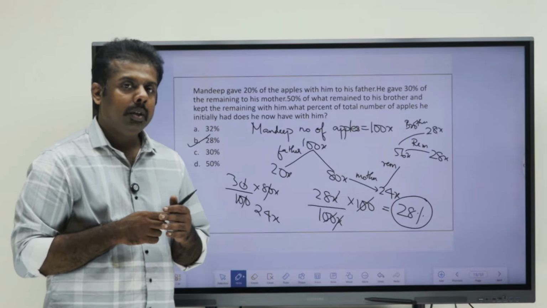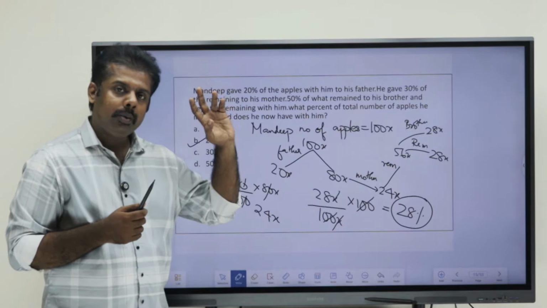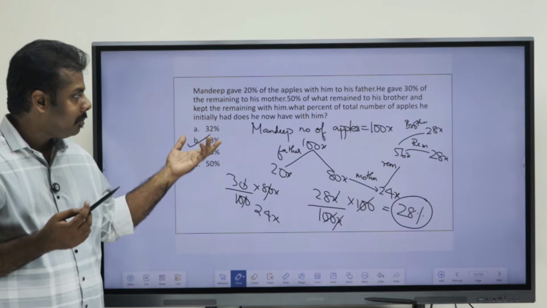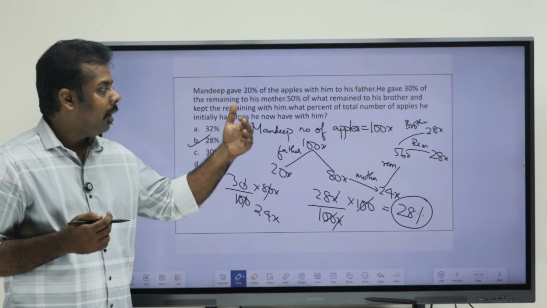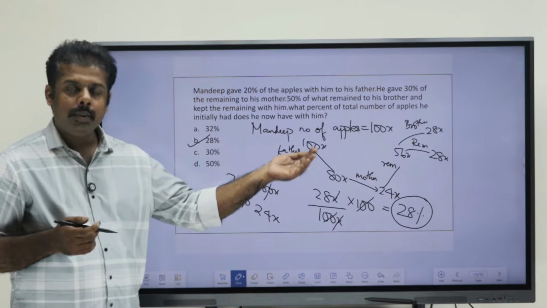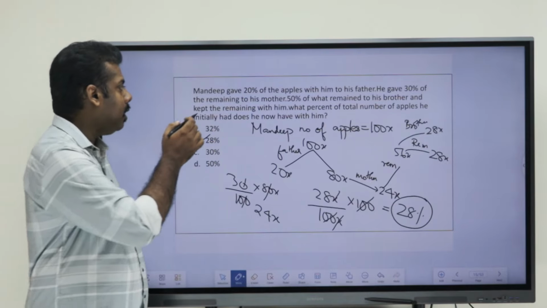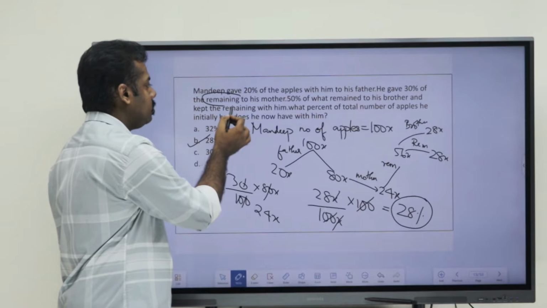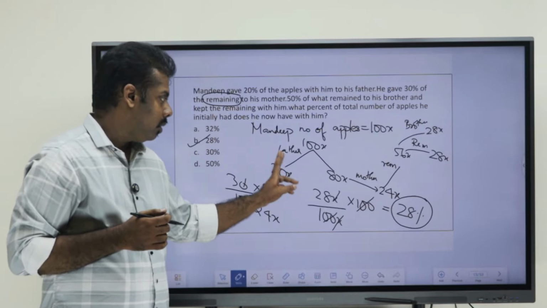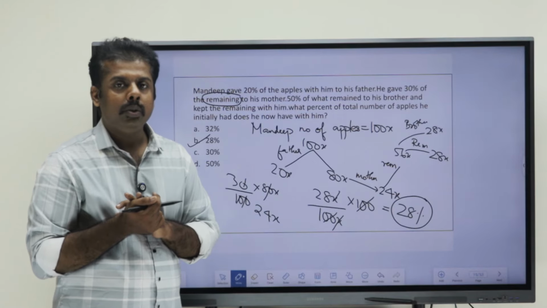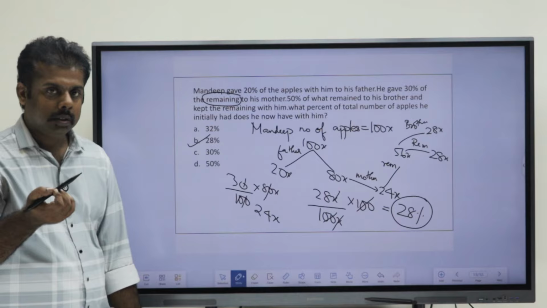I hope that you got this question as well. Here we used the same concept. We didn't have the number of apples he initially had, so we took it as 100x, and we did the calculations based on what the question told us. Here as well, the concept of the remaining amount was important, and that was an important thing that we discussed. I hope that you got the solution of this question as well. Now I think we can move to the next part.